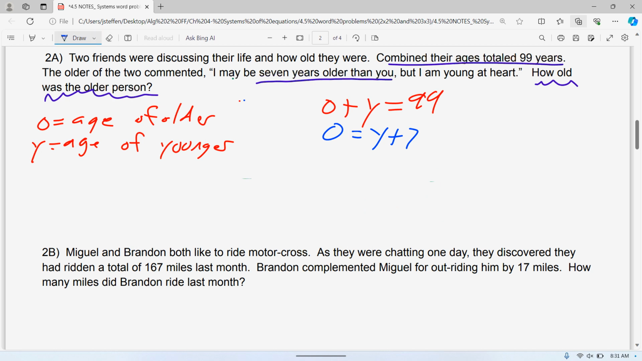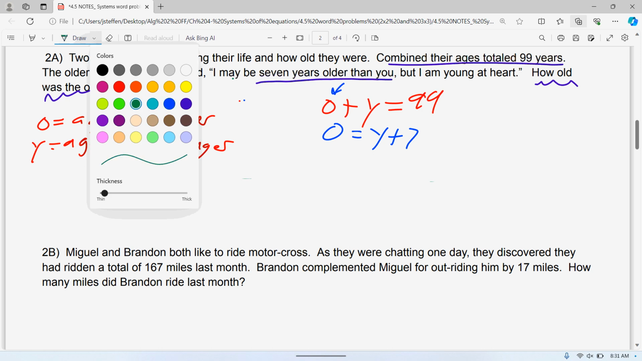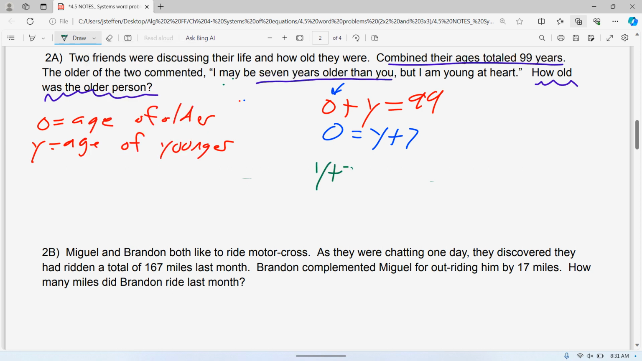Again, on the test, they are going to be done like this. Some of them on a worksheet are like that. We're going to go ahead and solve this. This one works really well with substitution. Since O is equal to Y plus 7, I just put that in for this O. So it is Y plus 7, then plus Y is equal to 99.